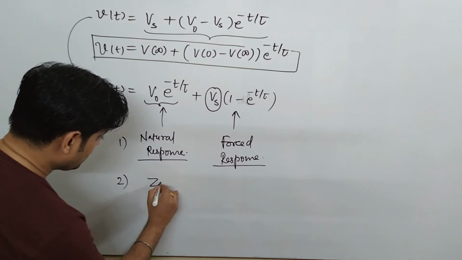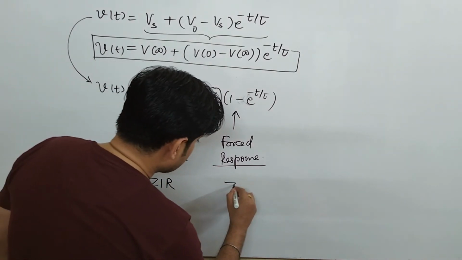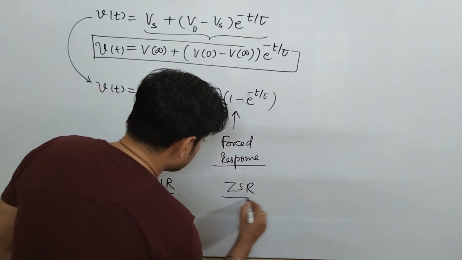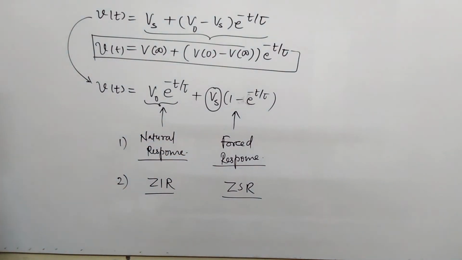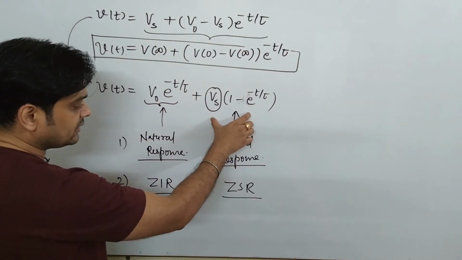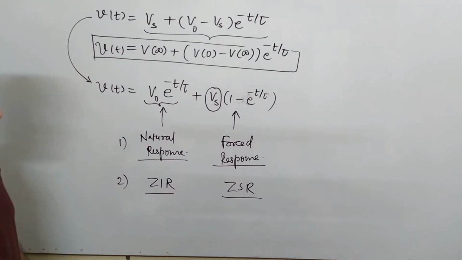Similarly, you can call the first one, because of the presence of no input, ZIR, or zero input response, and this response, because of some voltage, we call zero state response. Here there is no input, here there is some input, so depending upon the state of the network we will get a response. So this is known as ZSR.